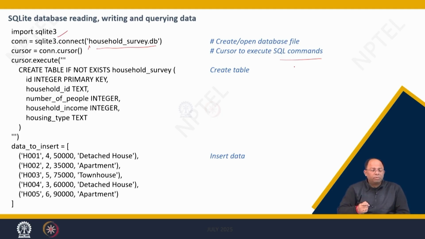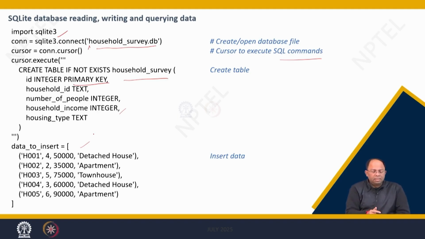The first cursor command is cursor.execute, to create a new table. If it doesn't exist, it will create a new table called household_survey, and it will have ID as the first value, which is an integer and would be a primary key. I can also specify foreign keys and all these things. Household ID is text, household number of people is integer. So, I can give the data types of all the different columns or attributes, and we are ready to create a new table. Once we have done that, we can insert data.